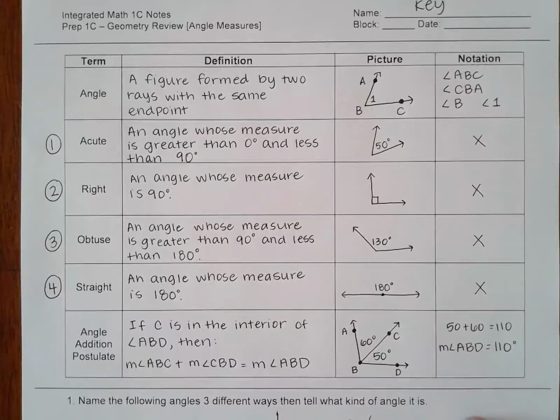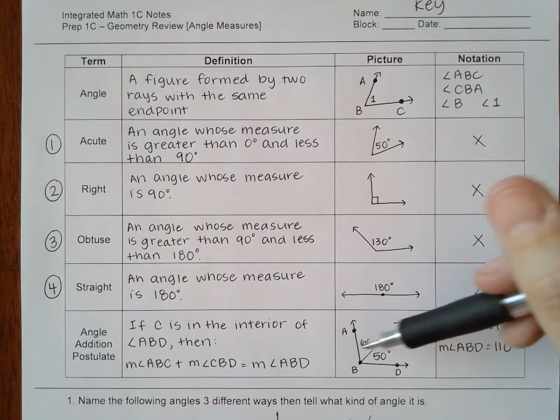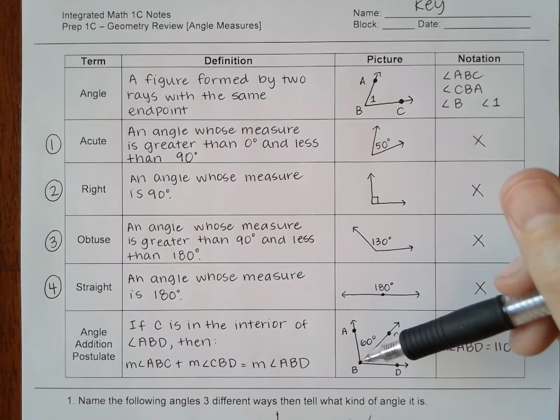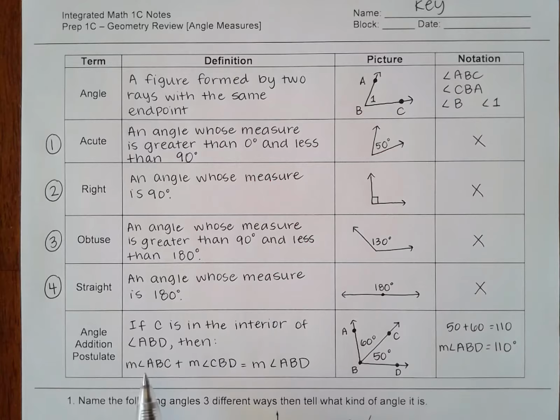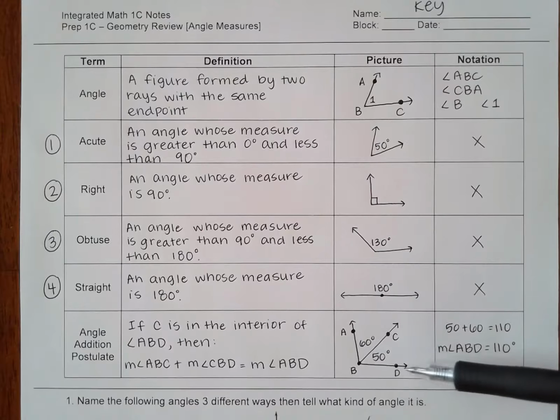The angle addition postulate is very similar to the segment addition postulate. It says if C is in the interior of angle ABD, so that just means that C is somewhere on the inside of this angle, and there's a ray that goes from B to C, then the measure of angle ABC, so this piece right here, plus the measure of angle CBD, so this piece right here, is equal to the measure of angle ABD, so the whole thing.